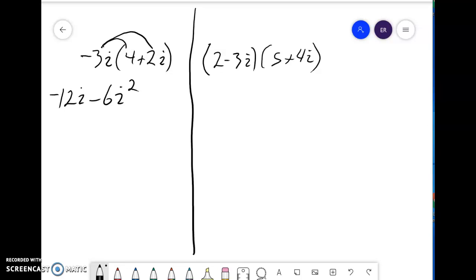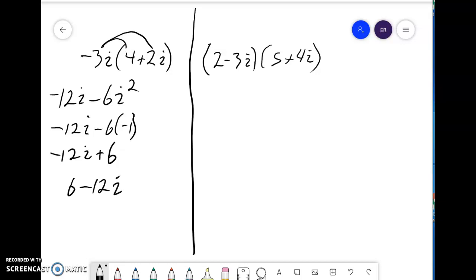Maybe we should have done some of these first. We're going to change the i squared into what? Into negative 1, which just changes this sign. And then we don't normally write it in that order. We normally write it with the real part first and the imaginary part second.